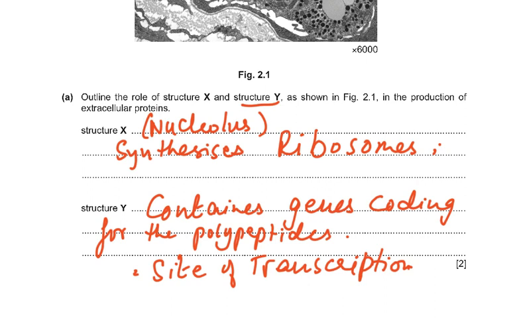So the nucleolus synthesizes, you could have said ribosomal subunits, you could have said ribosomes, both were correct. Or you could have said synthesis of organelles that are the site of protein synthesis. You could have said that as well. The Y was a chromatin which contains genes which code for that protein or that polypeptide. And it is also, you could have said, site of transcription where the mRNA is produced.